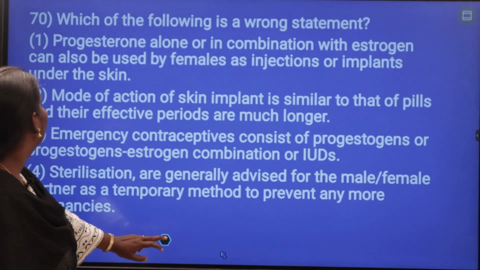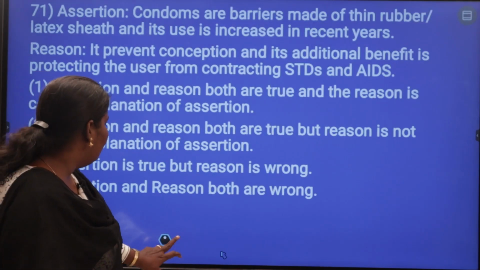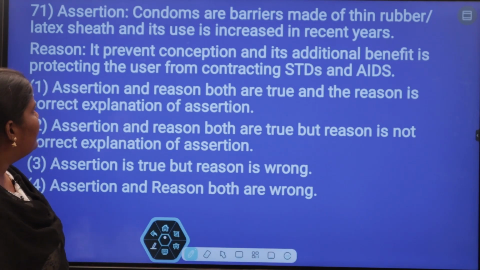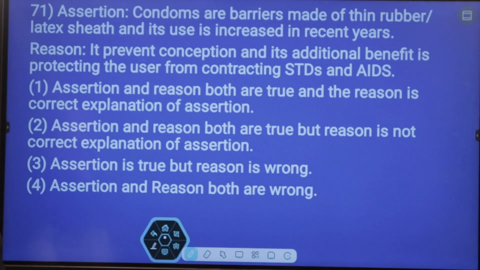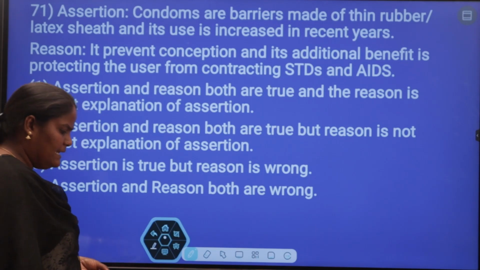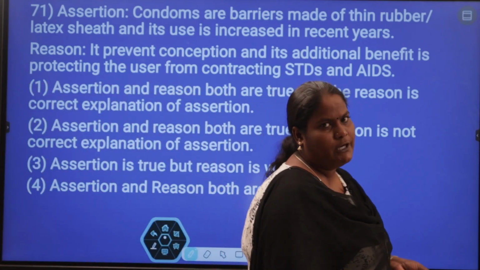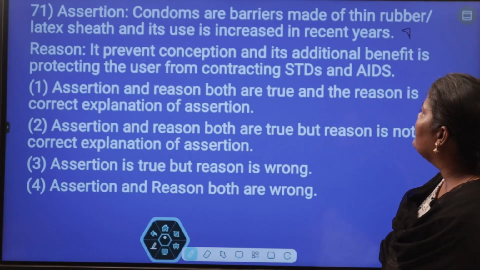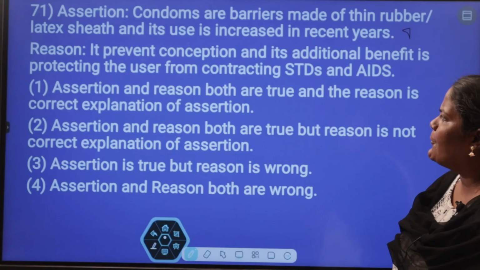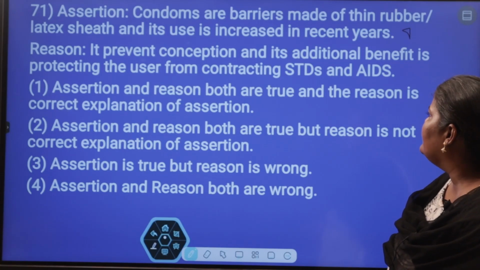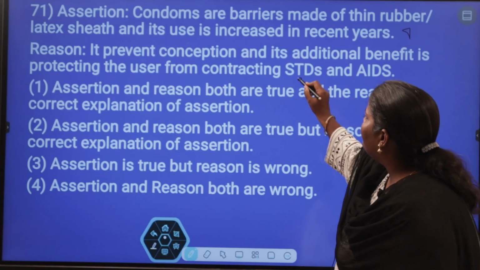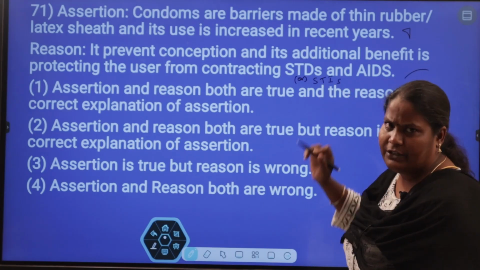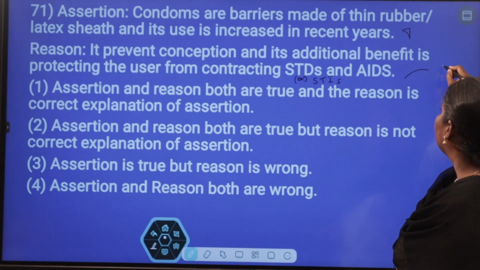Next, 71, assertion reason, again from the reproductive health topic. Condoms are barriers made up of thin rubber latex sheath that is used in increasing recent years. Yes, it is made up of a thin rubber sheath. The condoms are available for both male and female. The statement is true. Next one, it prevents conception and its additional benefits are protecting the user from contracting STDs and AIDS. Even STDs or STI, the concepts are same. Okay, sexually transmitted infections, both the concepts are same. Yes, the statement is also true.